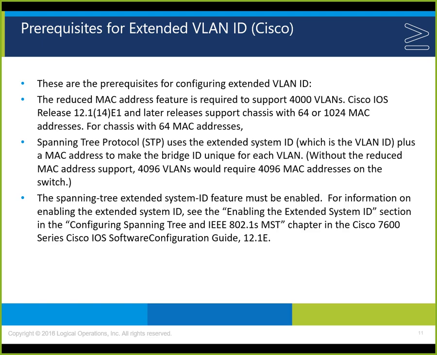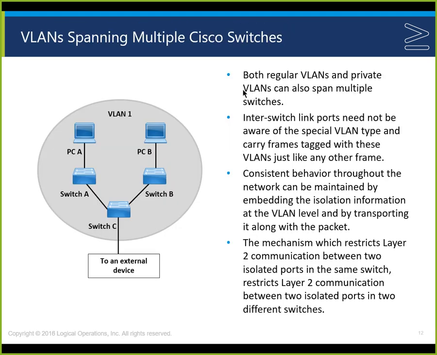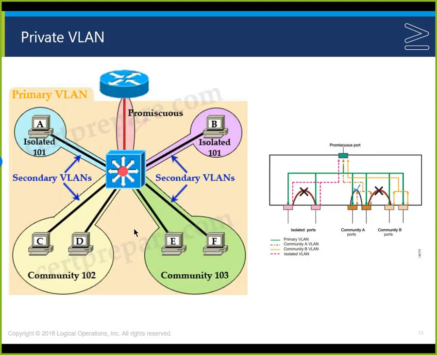The extended feature must be enabled, and then for information on it, go to Cisco. Not all of the switches will allow this to happen. So you have to have a switch that supports it when we do those things. Multiple switches, regular VLANs and private VLANs can span multiple switches, and we haven't really talked about that. I want to go to the next slide first and then come back to this. We have private VLANs. We have a number of different VLANs that are available to us.